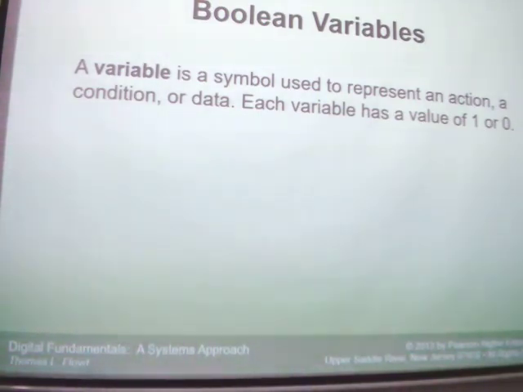Please turn to page 61. The book didn't introduce this concept. We can recommend it from the PPT. The first concept is the variable.